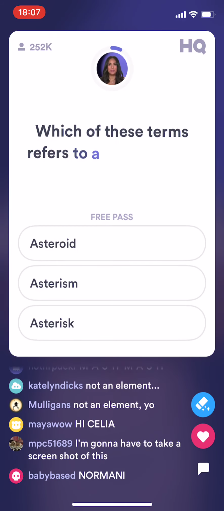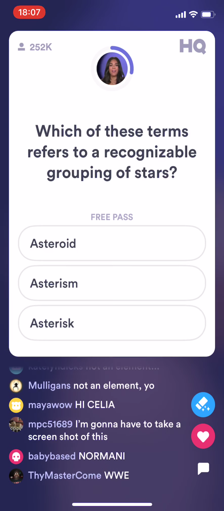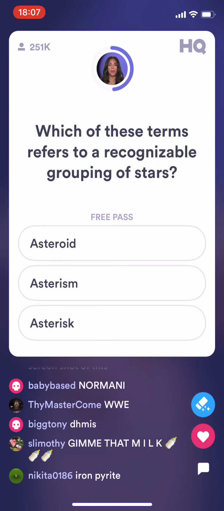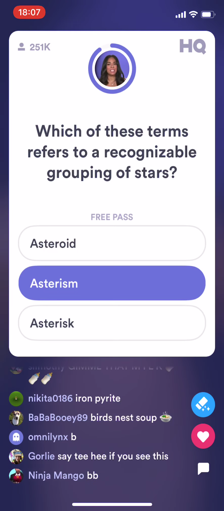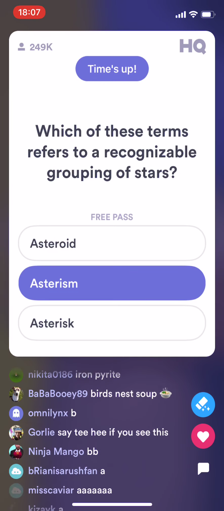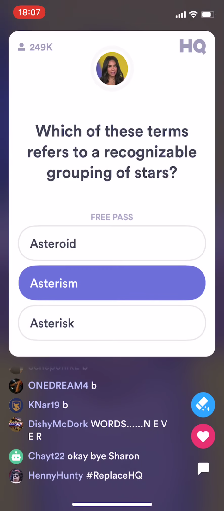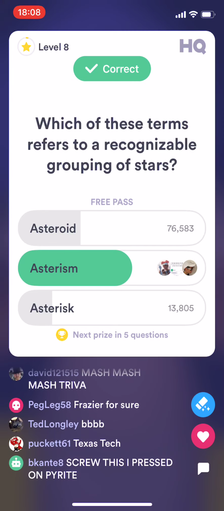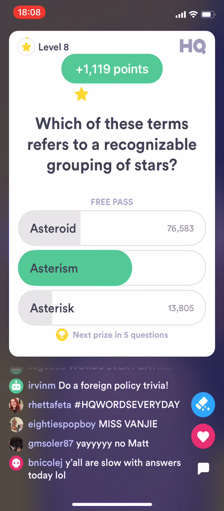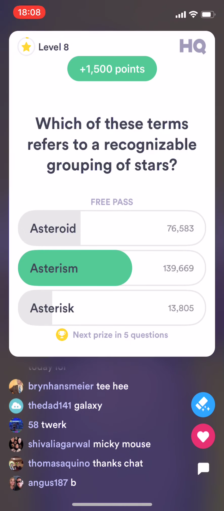Q4. Which of these terms refers to a recognizable grouping of stars? Asteroid, asterism, asterisk. You won't be saying hasta la vista. If you went for asterisk, you took a foolish risk there and it did not pay off. Asterism is the answer we were looking for. All right, 139,000 of you knew that.